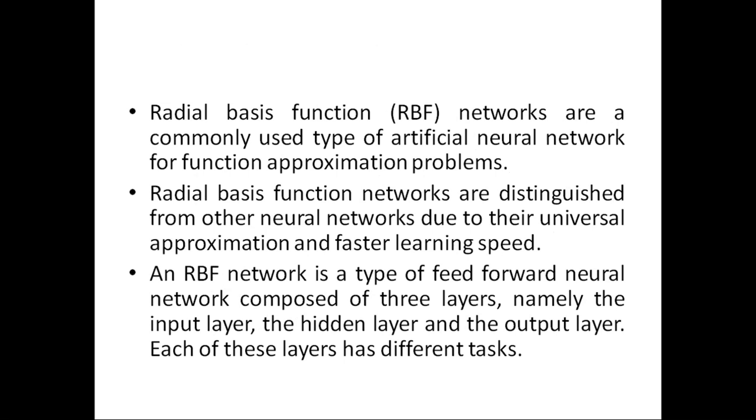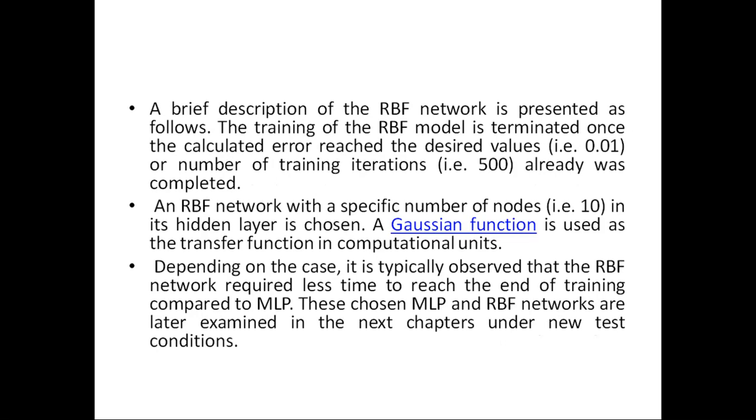These radial basis function networks are distinguished from other neural networks due to their universal approximation. What I told you, that universal approximation is the best quality of this network, and it also has a faster learning speed. Why? Because the more layers there are, the more learning is needed, as more weight adjustment is required, but here only a single hidden layer is there. An RBF network is a type of feed forward neural network, and it is composed of three layers, namely the input layer, the hidden layer and the output layer, and each of these layers has a different task.